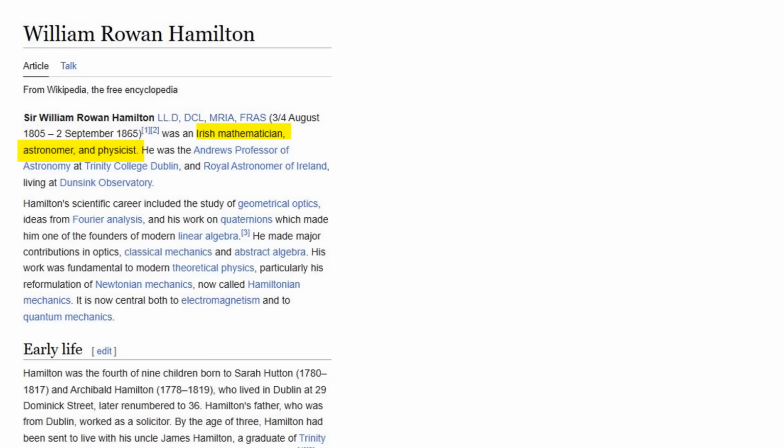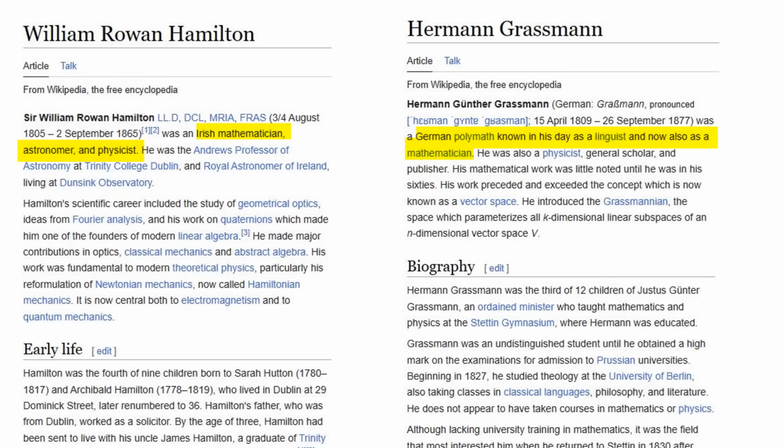Föppl also admitted that another motivation for him to promote Heaviside is because Heaviside was deeply disdainful of quaternions, and quaternions were invented by an Irishman, William Rowan Hamilton, and he preferred to promote a German mathematician, Hermann Grassmann.